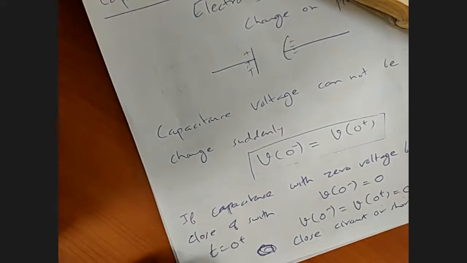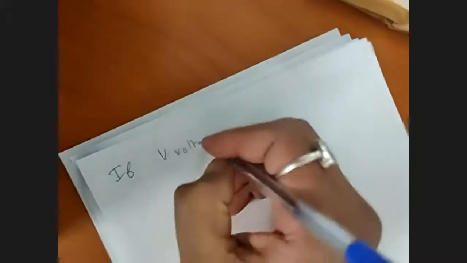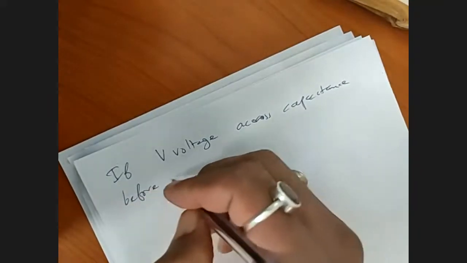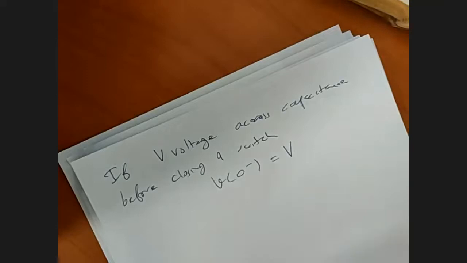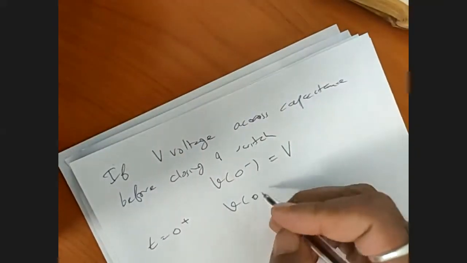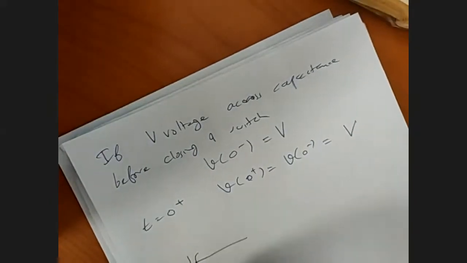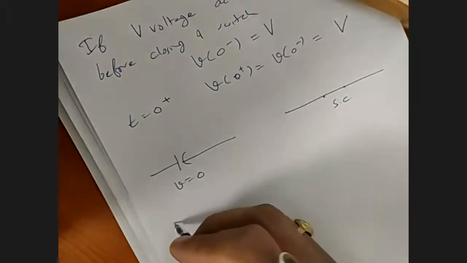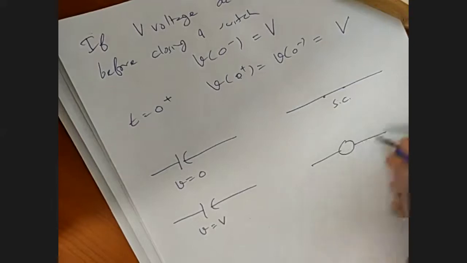That means capacitance will behave as short circuit if there is no voltage across the capacitance, and if V voltage across capacitance before closing of switch, that means V0 minus will be equal to V. That means at t equal to 0 plus, V0 plus must be equal to V0 minus, and that will be equal to V. That means if a capacitance having V0, it will be behaving as short circuit, and if a capacitor is having voltage V across its plates, then it will be behaving as a voltage source.